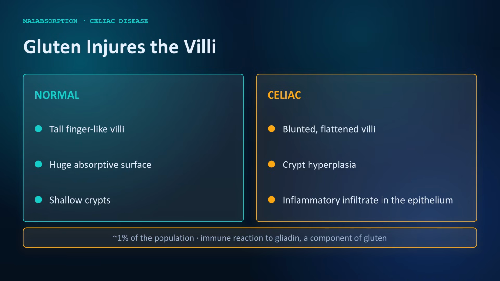Look at the picture. On the left are normal villi, tall finger-like projections with an enormous surface area. On the right, the villi are blunted and flattened, the crypts are elongated, and lymphocytes fill the epithelium. Lose the villi, and you lose absorption. And celiac disease is common, so keep the threshold to test low, particularly in a patient with another autoimmune disease. Celiac disease often presents without much diarrhea at all, so learn the extra-intestinal clues.